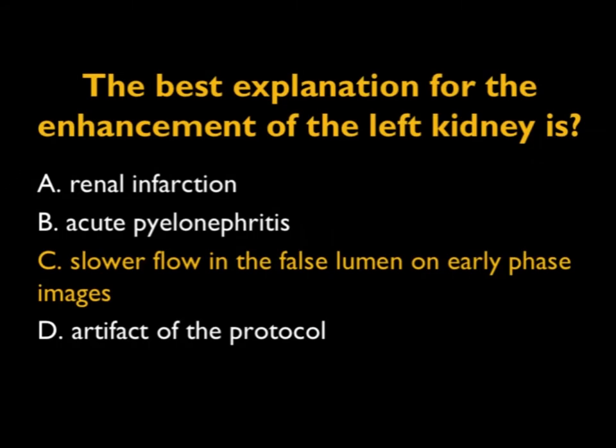This makes the point that it's very important that if you see a dissection and you don't see flow in the false lumen, get another set of images. It is true at times the false lumen can be occluded, but invariably it's simply sluggish flow in the false lumen. Great example.